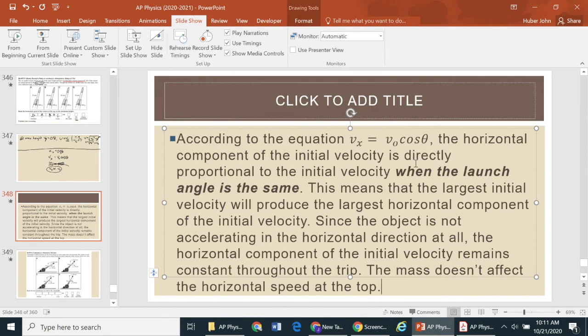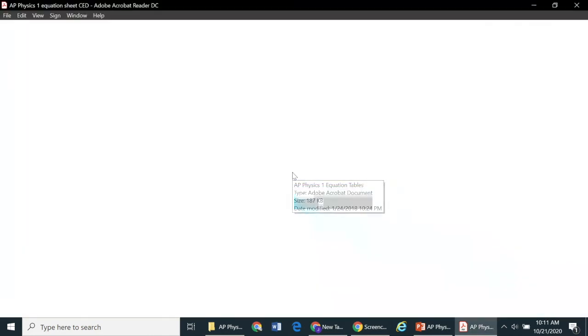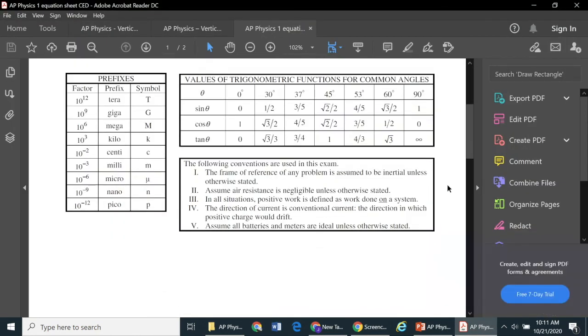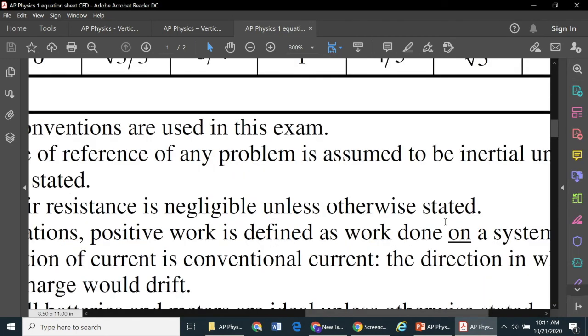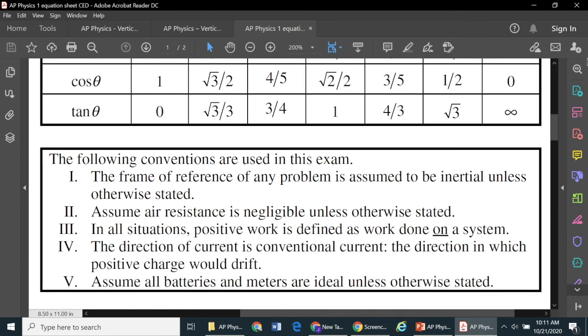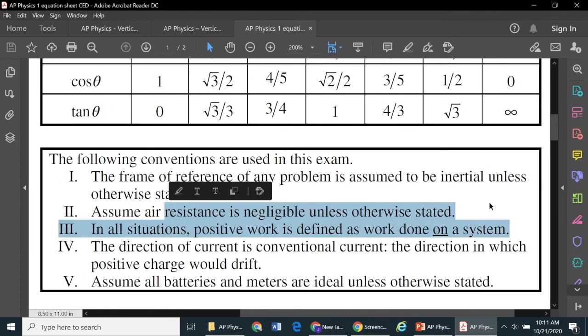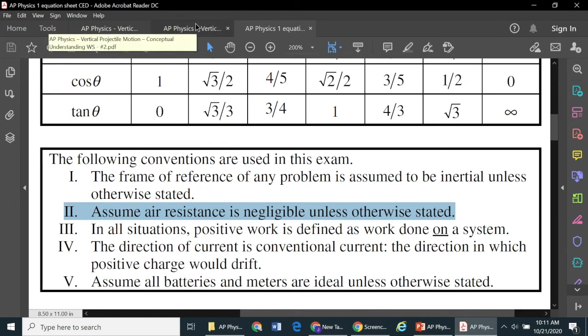Now, if there was air resistance, the mass of this thing actually would matter. But if you look at the front side of the reference table, there is a box that says the following conventions are used in this exam. And number 2, and this is really the only one that we've gotten to so far, says assume air resistance is negligible unless otherwise stated. Since they did not say that there was air resistance, we are just assuming it's not really a factor.